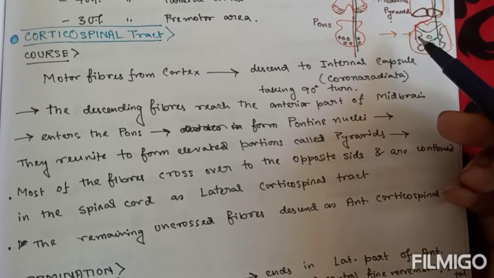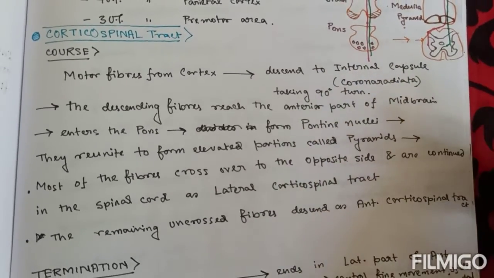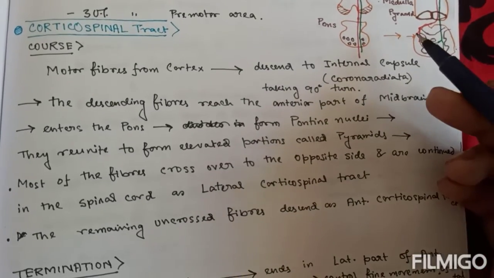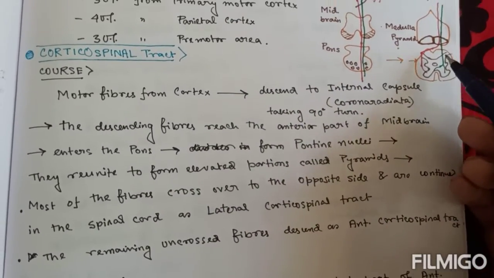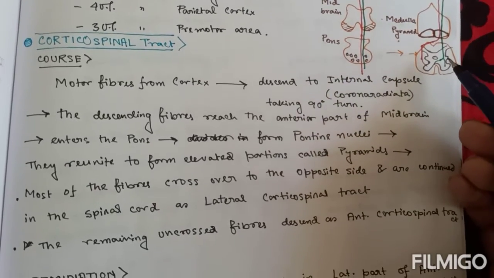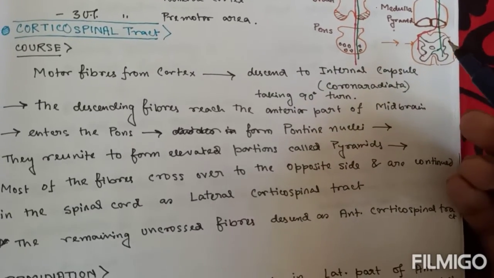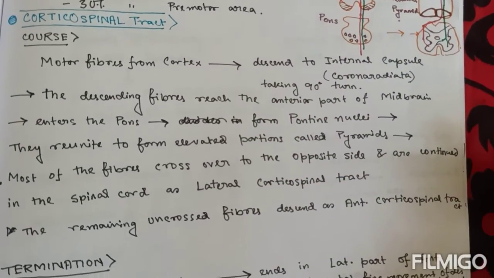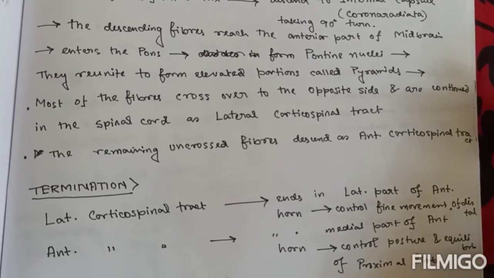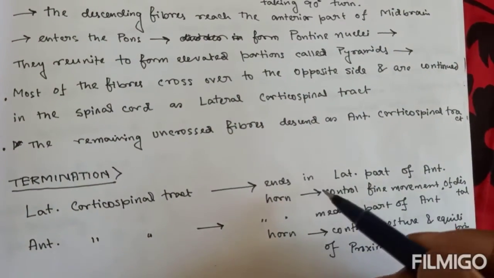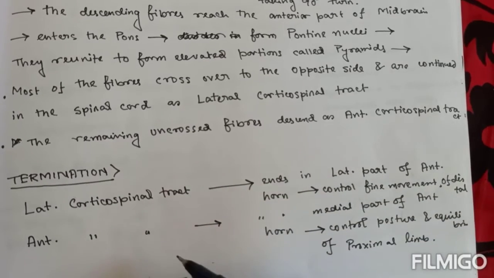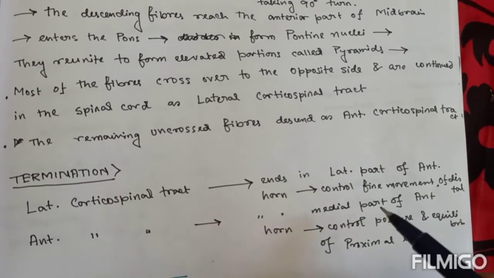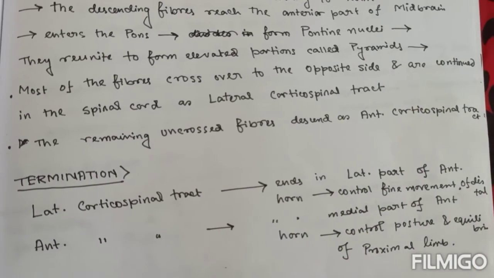and continue in the spinal cord as the lateral corticospinal tract, which is important. The remaining uncrossed fibers, the green ones, descend as the anterior corticospinal tract. The termination is such that the lateral corticospinal tract ends in the lateral part of the anterior horn, while the anterior corticospinal tract ends in the medial part of the anterior horn.